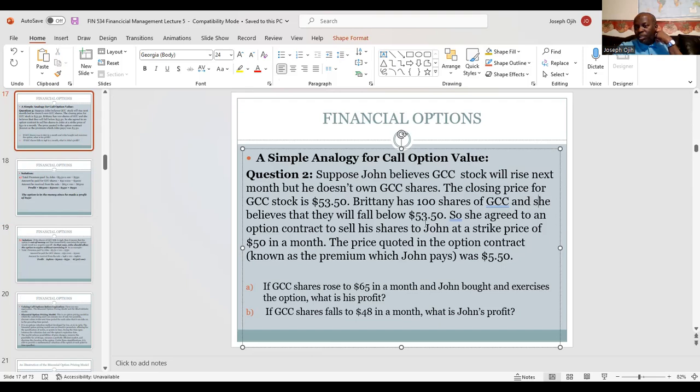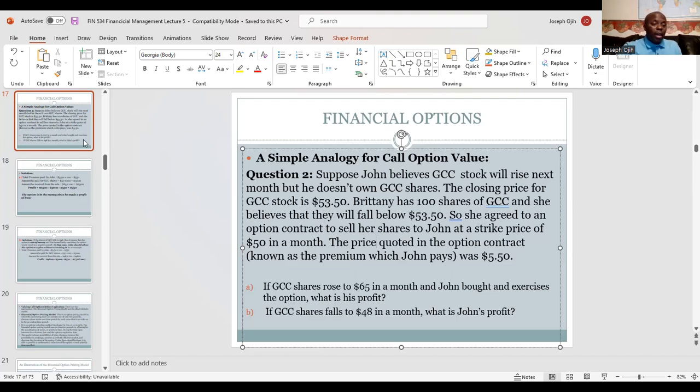Okay? So she agreed to an option contract to sell her shares to John at a strike price of $50 in a month. She believed that it will fall below that amount, which means it can fall to $40. So she agreed to go into a contract to sell her shares to John at a strike price of $50 per share. The price quoted in the option contract that Brittany signed with John, which we call the premium that John will pay her to enter the contract, is $5.50. If GCC shares rose to $65 in a month and John bought and exercised the option, what will be his profit? If GCC shares fall to $48 in a month, what will be John's profit?